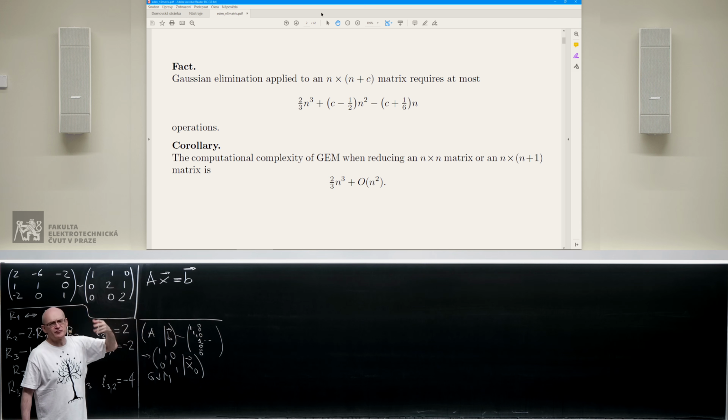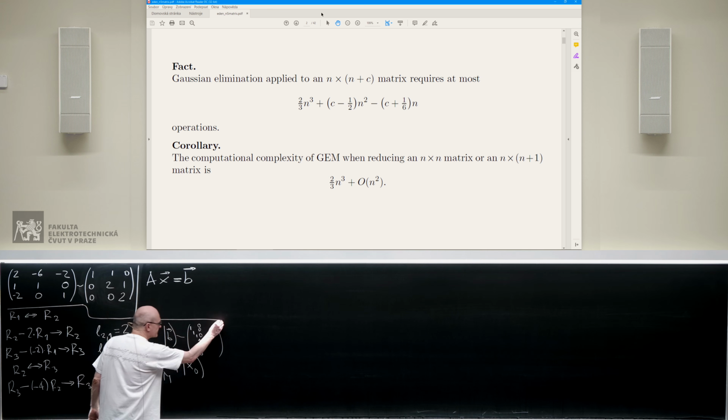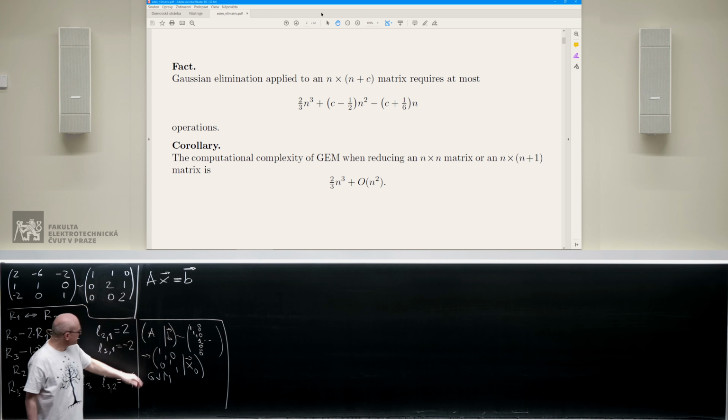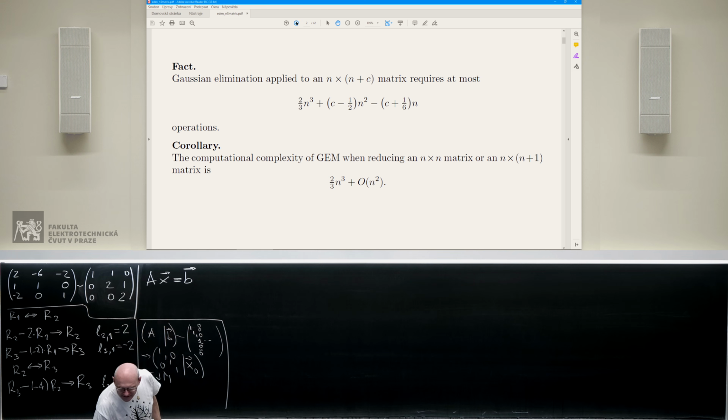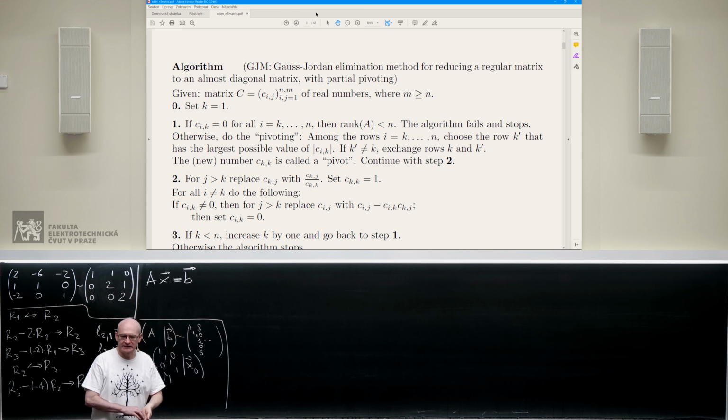Anyway, so this is what they taught me in high school, but how does it work? How does it fit with my numerical elimination? Well, here is the story. This algorithm, of course, can be described, and if you are curious, you can find it in the notes, in the lecture notes.